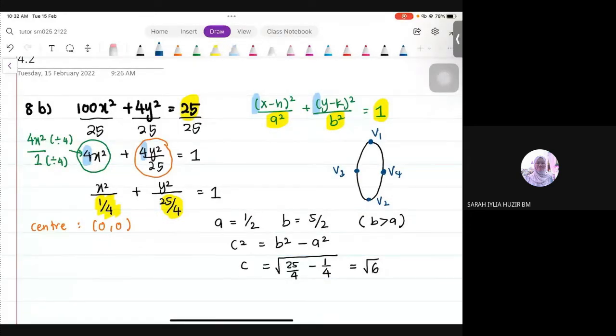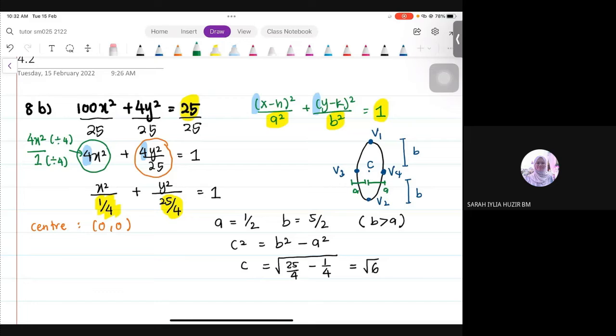So distance between center mesti duduk tengah-tengah. Center go to V1 and V2 must be B. And then distance between center to V3 and V4 must be A. Yang tu awak kena hafal lah position dia. Jangan tersalah position. Okay, and then adjust according to our logic lah.